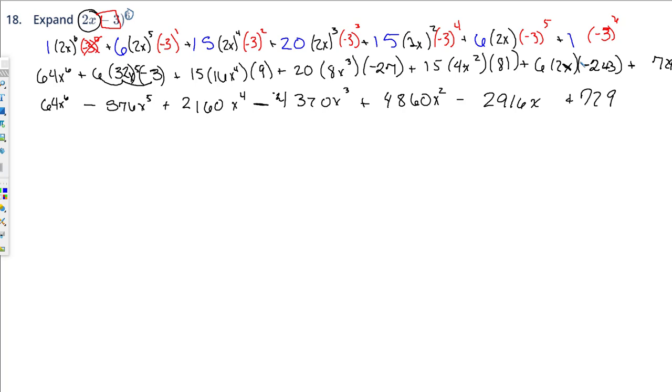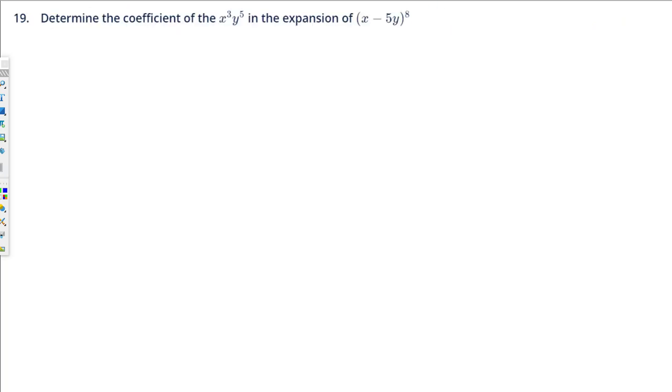Okay, you ready to go to the next one? Okay, 19. Whenever I give it to you in this format, it already gives you a lot of the things that you need. The power is going to go here. The last power goes here. So that means the total power goes here. So 8 and a 5.